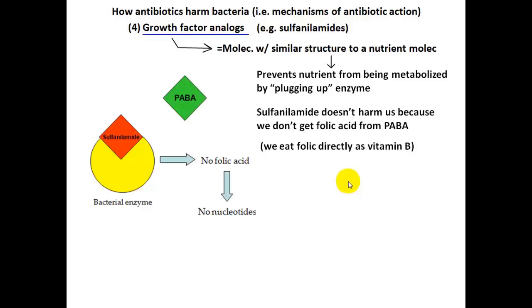So that's basically some of the general mechanisms of antibiotic action. That's how antibiotics work to harm bacterial cells, but at the same time not harm our cells. What we'll take a peek at next is something that's problematic for us, but a good thing for bacteria. So we'll take a look at ways that bacteria can be resistant to the antibiotics that we just talked about.